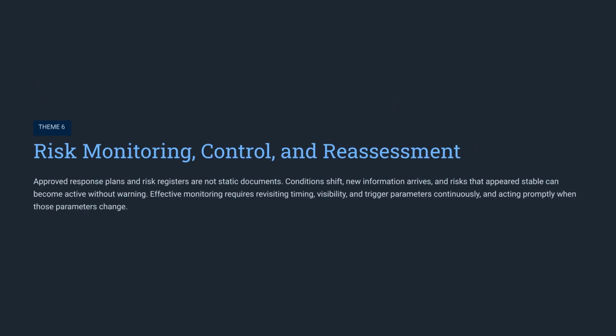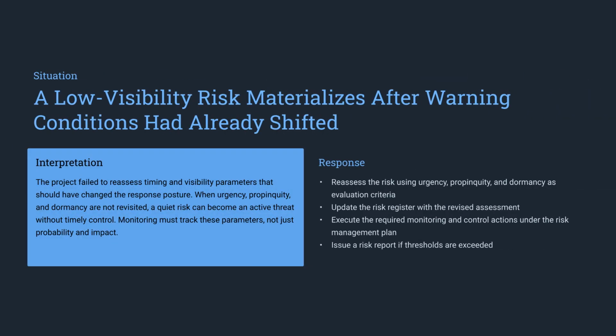Our sixth theme focuses on monitoring and control. Risks are not static. Conditions change and new information emerges, requiring us to continuously revisit our trigger parameters and act promptly when thresholds shift. Here, a low visibility risk materialized because warning conditions weren't tracked beyond simple impact. We must monitor indicators like urgency and dormancy. Update the register and execute controls immediately when these metrics change.